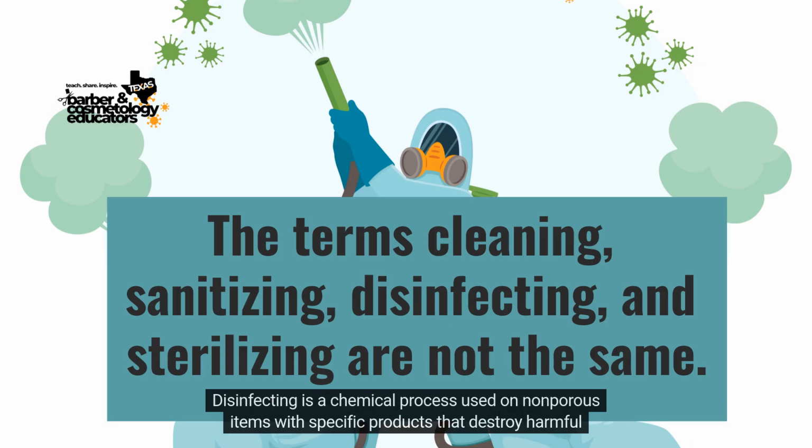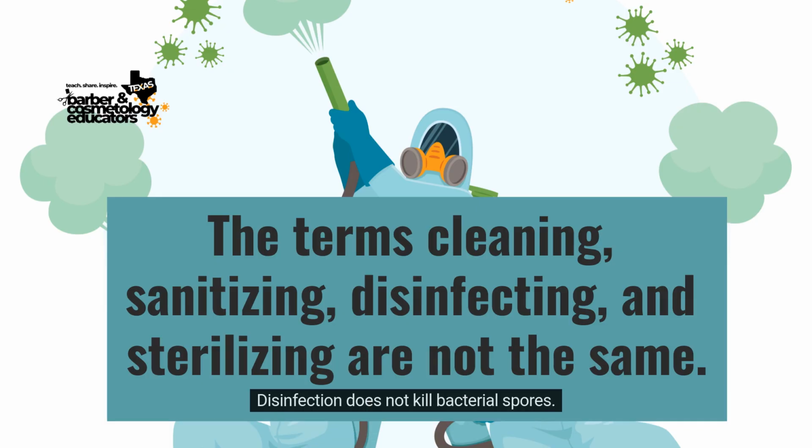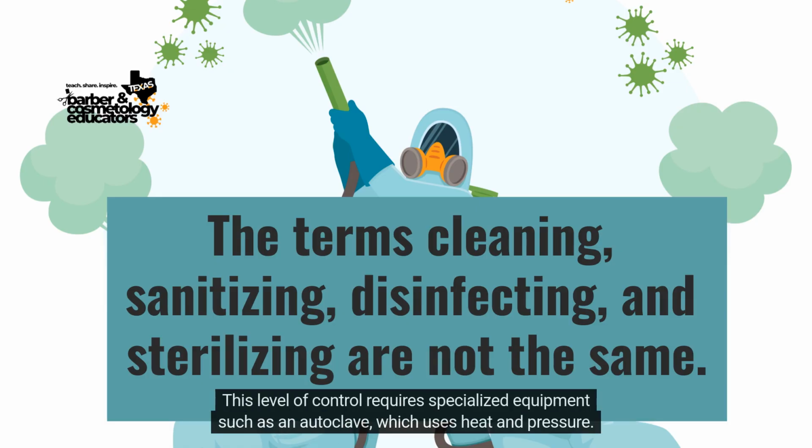Disinfecting is a chemical process used on non-porous items with specific products that destroy harmful organisms, such as bacteria, viruses, and fungi, on tools and environmental surfaces. Disinfection does not kill bacterial spores. Sterilizing is the process that completely destroys all microbial life, including spores. This level of control requires specialized equipment such as an autoclave, which uses heat and pressure.